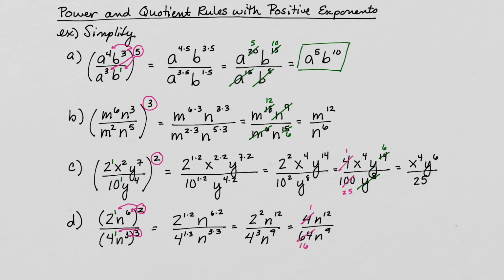Then for the n part, I have 12 n's on the top and 9 n's on the bottom. So the 9 n's on the bottom cancel out with these 12 and leave me with just 3 left over on the top. So I'm left with n cubed divided by 16. And that is the final answer.